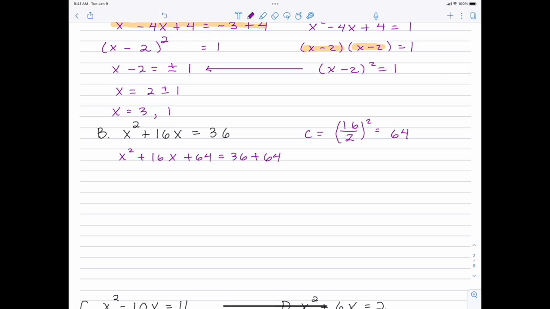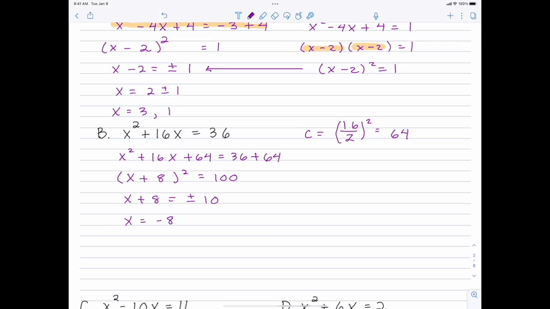So again, perfect square. So I get square root of the first, sign of the second, square root of the last. Quantity squared equals 36 plus 64, which is 100. Next, we take the square root of both sides. So I get x plus 8 equals plus or minus the square root of 100. Again, that's really important. And from there, we solve.